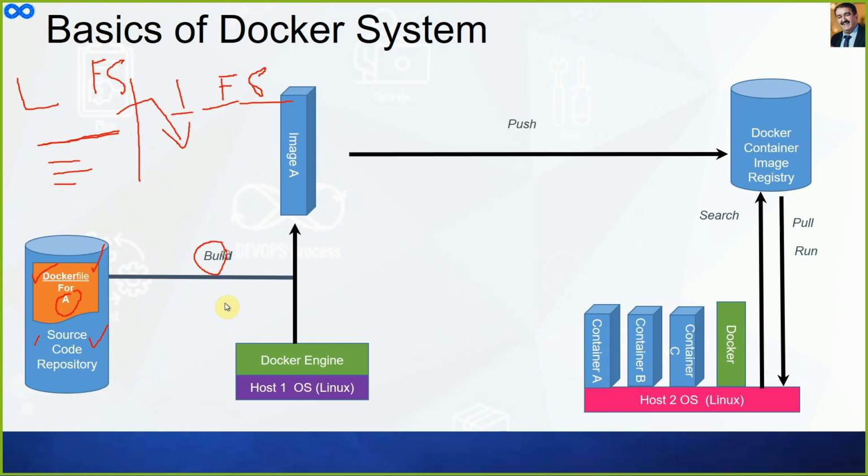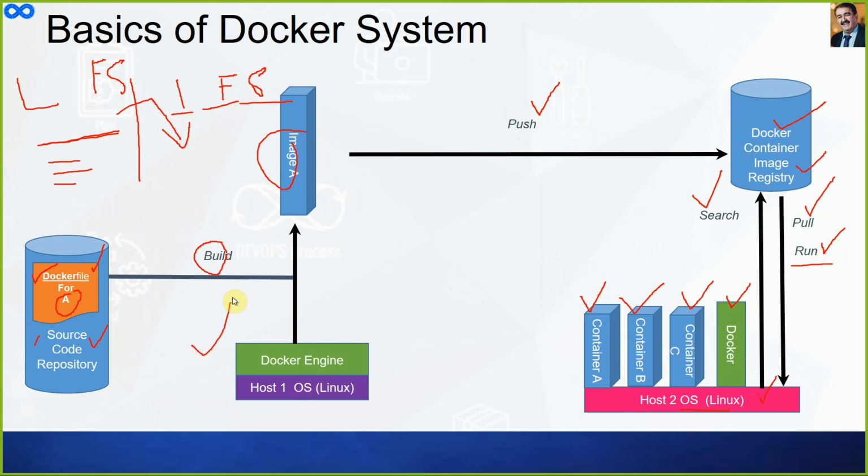The Docker file is created in the local file system. You use the instruction docker build, which results in building image A. Then you push the image to the Docker container registry, or image registry, which you can search from other machines using the search command, or you can pull the image using docker pull, or run a container based on that image using docker run. We must have the Docker daemon process running on the other machine, where you can have multiple containers running based on the image.